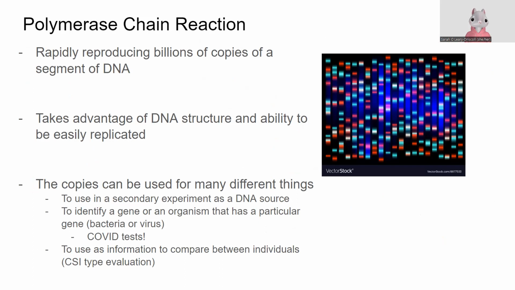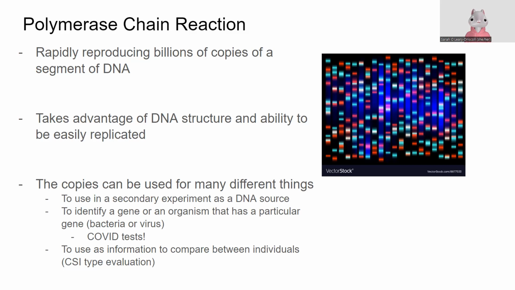And then the outcome of PCR can be used for a bunch of different things. It can often be used as a source of DNA for a secondary experiment. So you can actually physically take the DNA and do something else with it. It can be a way to identify a gene or an organism in a solution or an unknown mixture. This is actually how they run COVID tests. This is very similar to what we're doing.